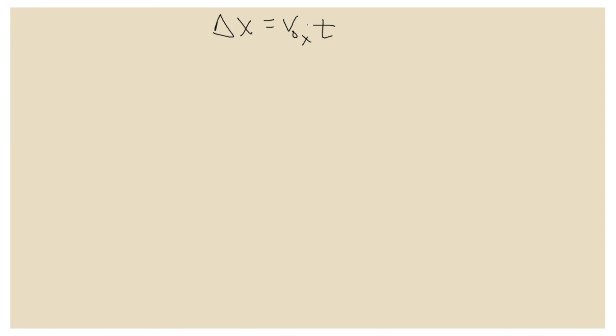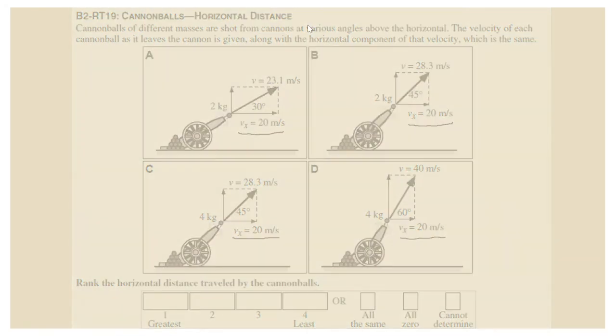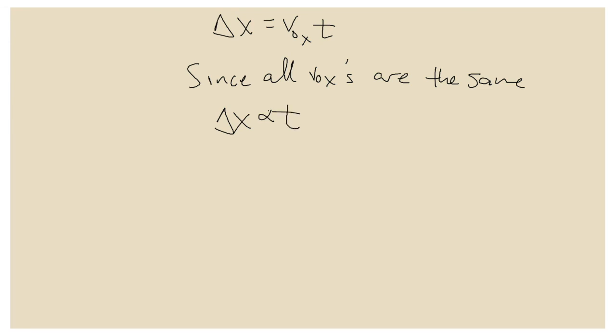And what we can realize immediately right off the bat here is that it's actually really helpful to us that they gave us Vx. And not only did they give us Vx, but they actually said they're all the same. And so we can say, since all V naught x's are the same, we can say here that delta x is directly proportional to t.